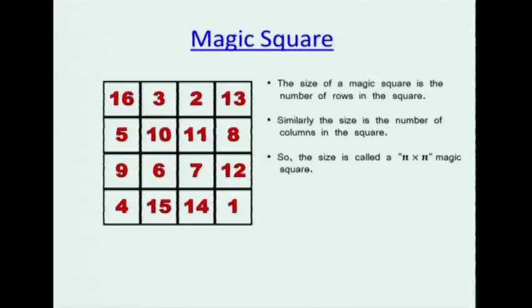So this thing is called a magic square. And specifically, it's called a normal magic square. The size of the magic square is the number of rows in the square, and since it's a square, also the number of columns in the square. And we call this an n by n magic square. And in this case, it's a 4 by 4 magic square.